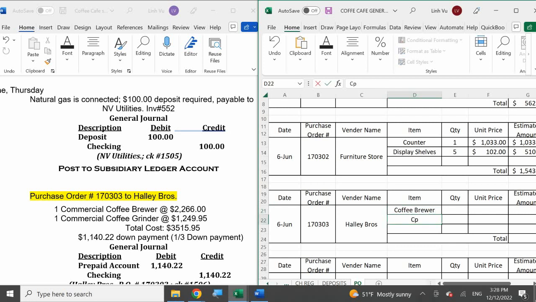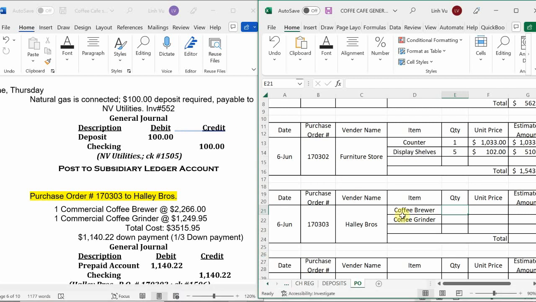And we're going to purchase the coffee grinder. Right? Now here, I'm not going to put in my down payment because in this case, you can't order a down payment. So that's why you have to be very careful when you're filling this out, is that this down payment is going to go towards your bill, but you can't order a down payment. So therefore, I'm not going to put that in there.